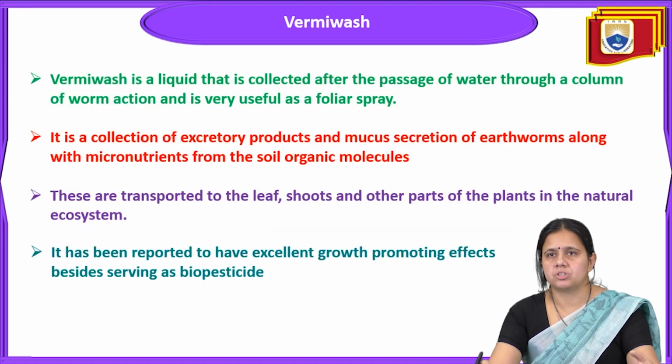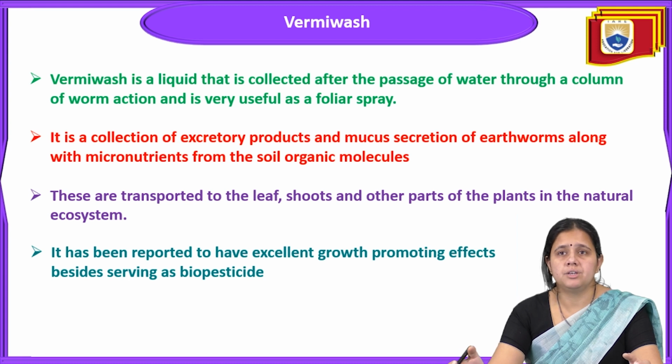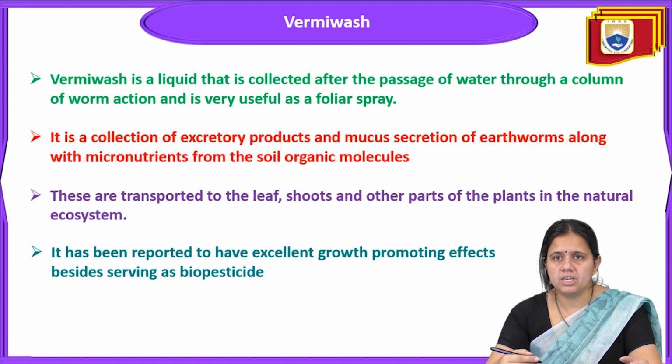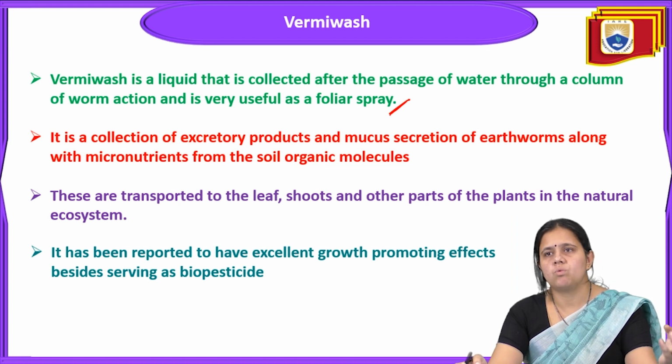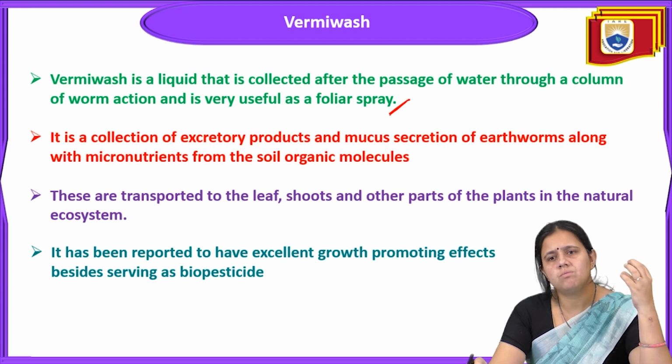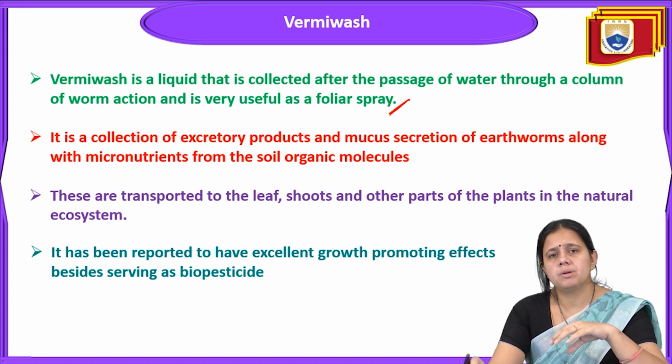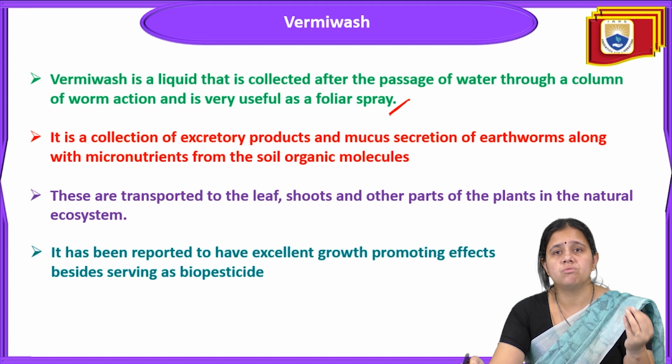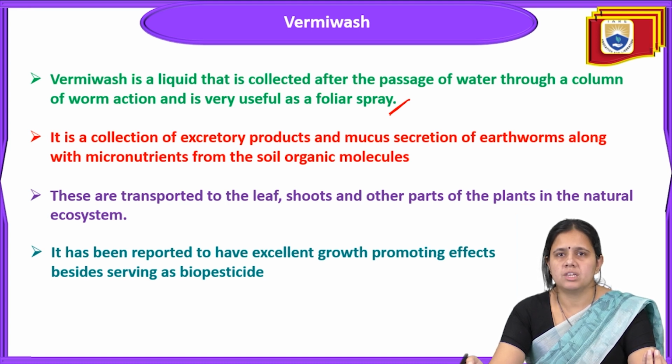Next is vermiwash. Vermiwash is a liquid that is collected after the passage of water through a column of worms, meaning the water collected below the column of worms, and it is very useful as a foliar spray.